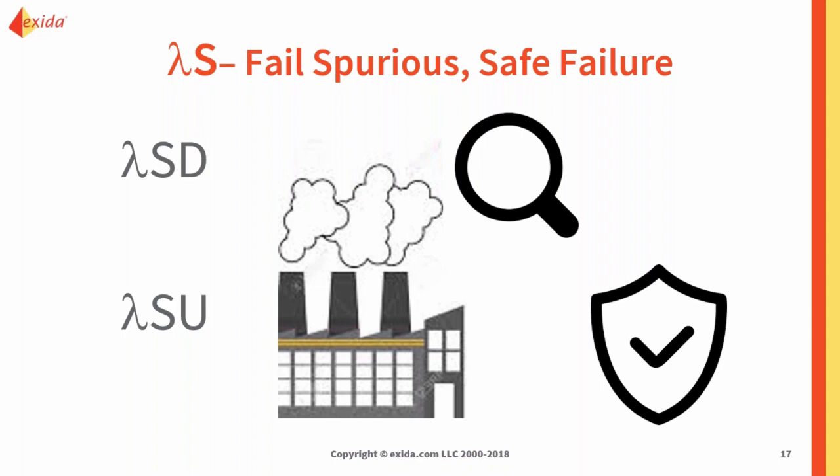Most people kind of brush safe failures or spurious failures under the rug, but knowing your safe failure rate can really help prevent those unwanted and unneeded process shutdowns, which we all know can just be frustrating, but also costly. So even though those Lambda S's and those safe failures get overshadowed by those famous Lambda D's and those dangerous failures, safe failures are important too.